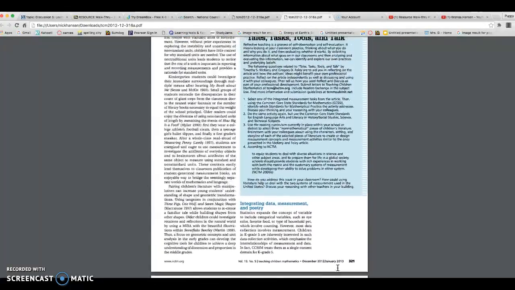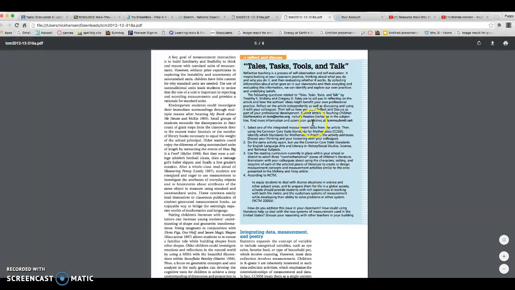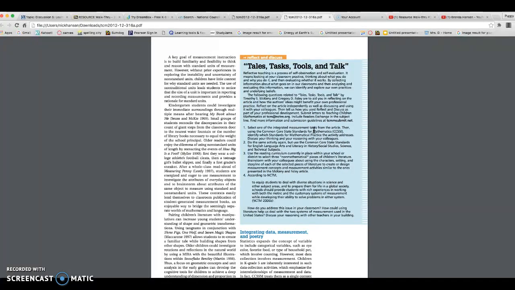One thing I really like about this is there is a reflect and discuss section in this particular article. Tales, Tasks, Tools, and Talk is a reflective teaching tool for self-observation and self-evaluation. So once you read through the article, when you present your lesson, you can go through these questions and be reflective on your teaching and make sure that you are getting across, through your self-observation, what you wanted to teach. And through self-evaluation, are you being an effective teacher?